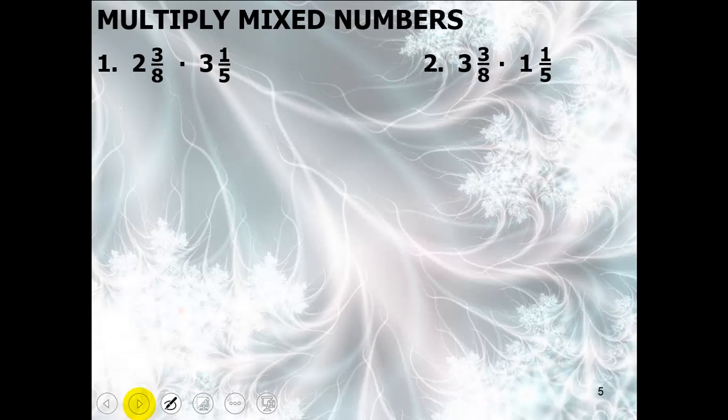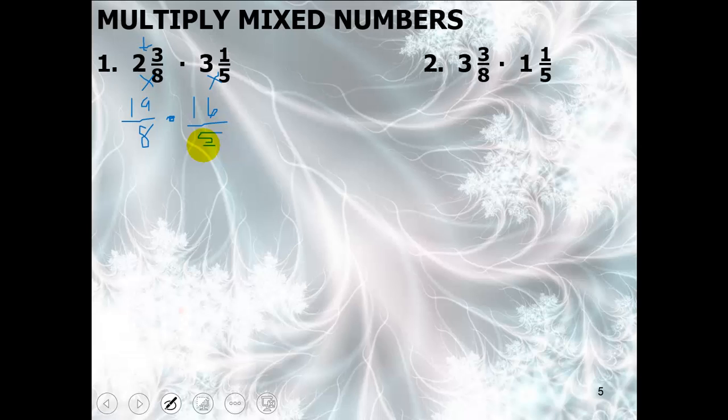All right, let's multiply these mixed numbers together. Go ahead, press pause, and then come back in. Okay, welcome back. I'm going to convert 2 3/8 to an improper fraction. So I go 8 times 2 plus 3. 16 plus 3 is 19 over 8. Then I'm going to convert 3 1/5. So I have 5 times 3 is 15 plus 1 is 16 over 5. Okay.